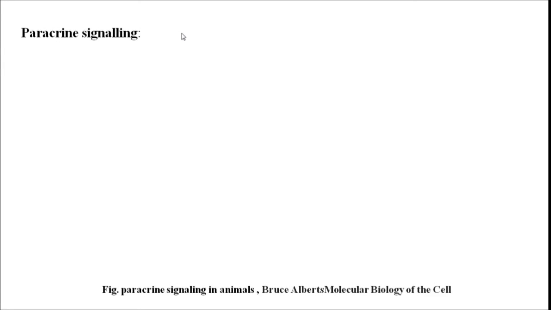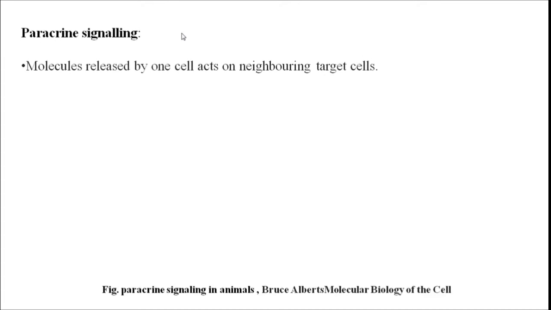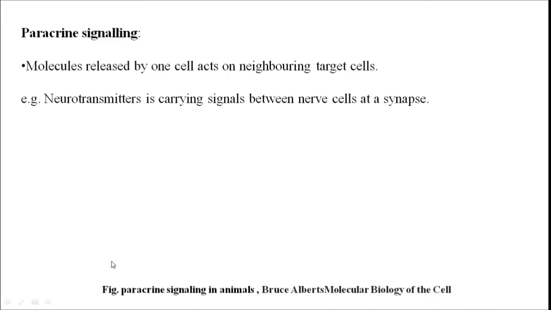The next type of signaling is paracrine signaling. In paracrine signaling, molecules released by the signaling cells can act only on nearby target cells or the neighboring target cells. Examples are the neurotransmitters. They carry the signals between nerve cells at a synapse.